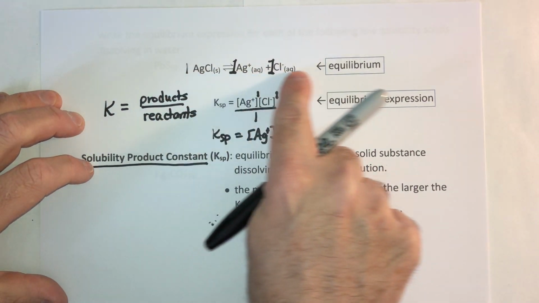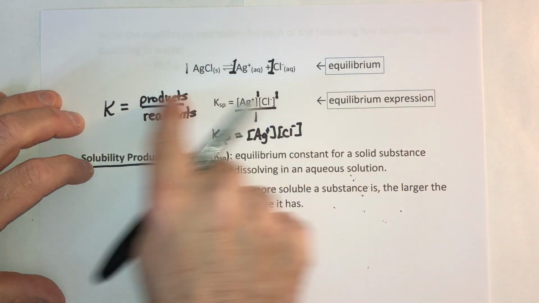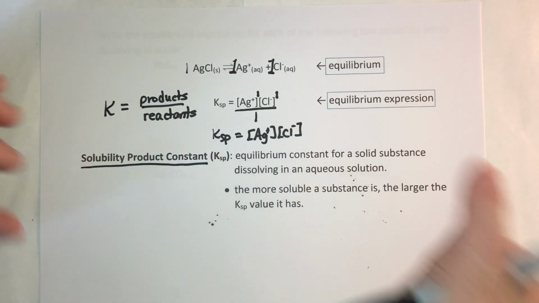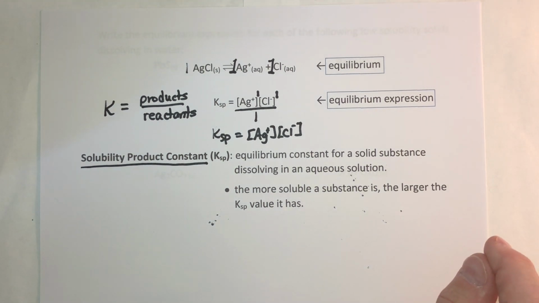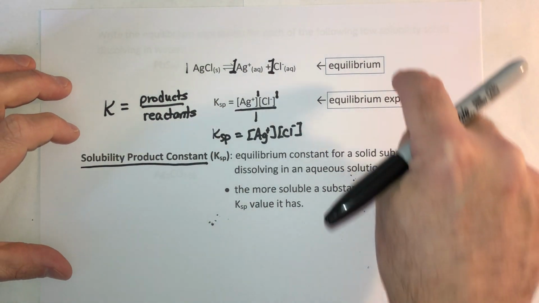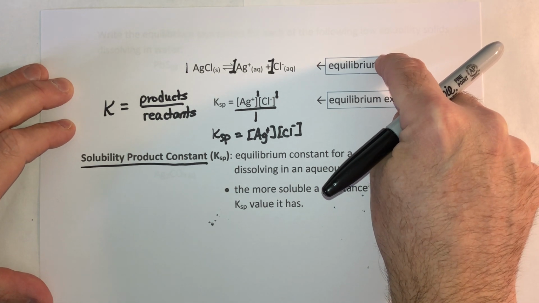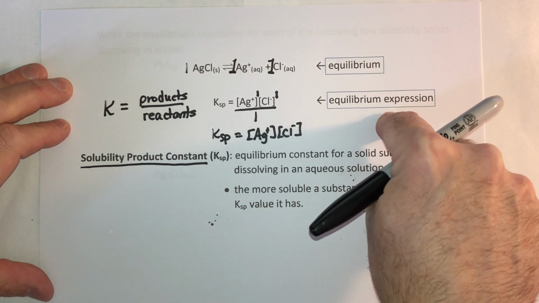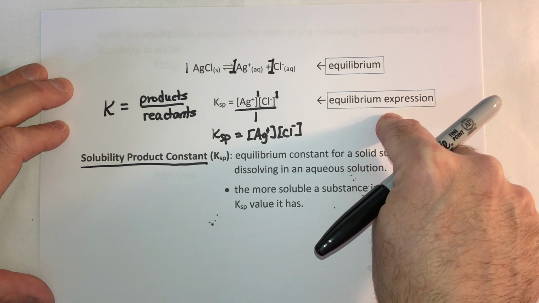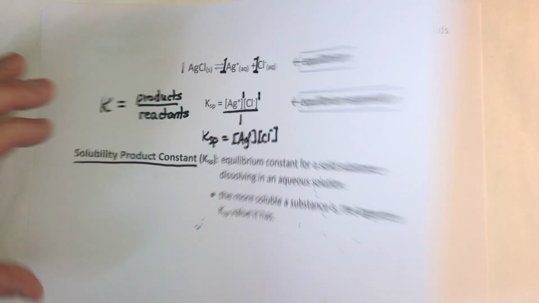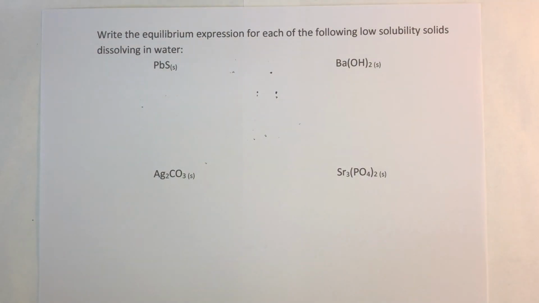Okay, so this is my equilibrium. This is my equilibrium expression. And in order to do these problems, you are going to have to write both. Step number 1 is going to involve writing out the equilibrium, and then step number 2 is going to be writing out your equilibrium expression. So let's take a few practice problems at that.